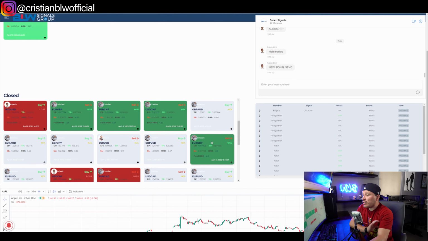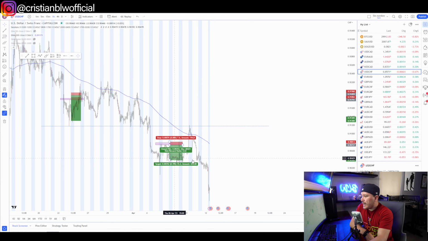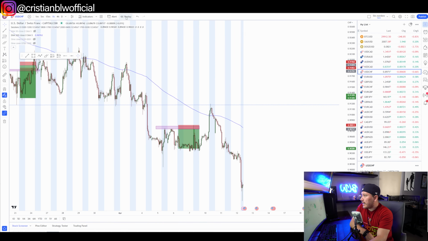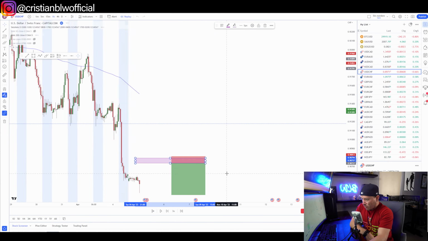Now, let's go ahead and take a look at some other positions that I have. USD-CHF, it was right here. And this was the signal that I sent. And again, I sent it on 1 hour candlesticks.